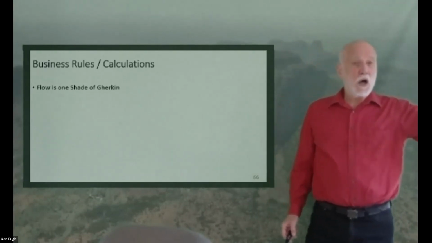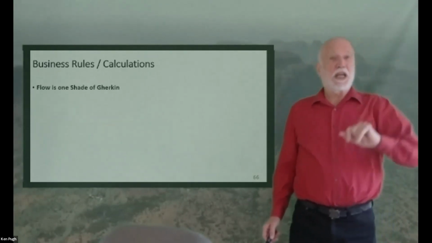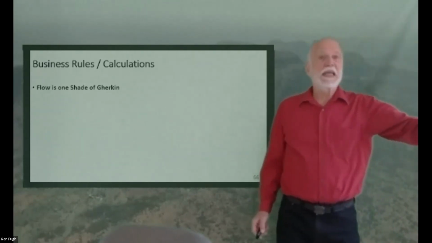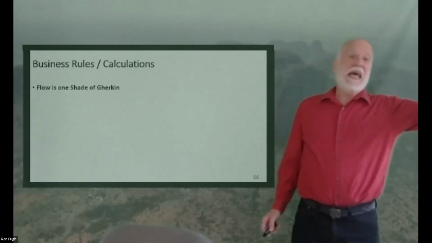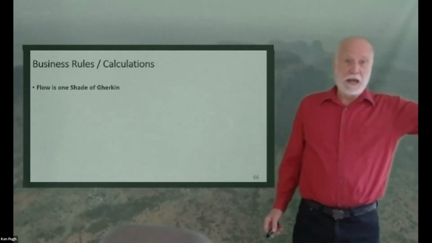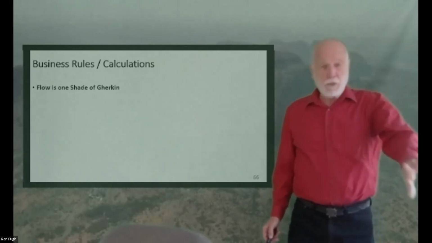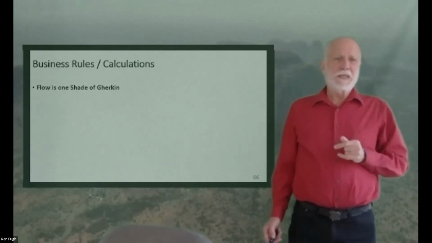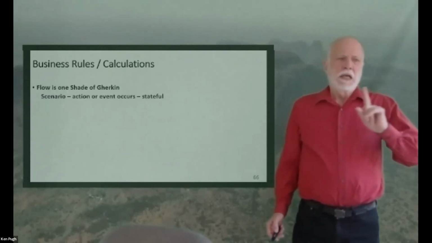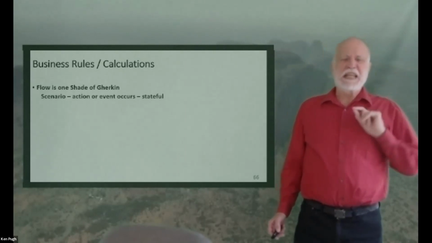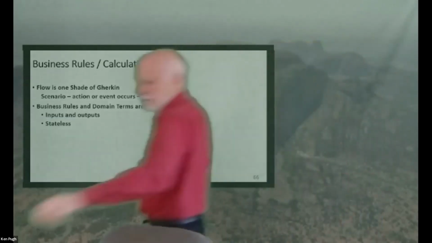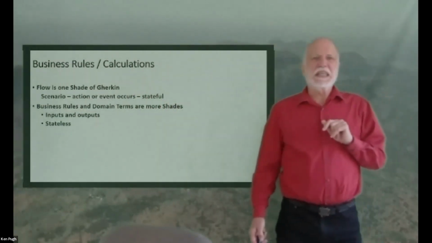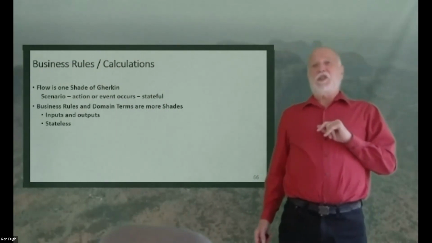Well, our flow that we just did is one shade of Gherkin. We need to set up something. We do something and we get an output. We had to have some scenarios in a file. Then when we did some typing, we got the matches. And so those are stateful. However, business rules and domain terms are different shades, as I call it.